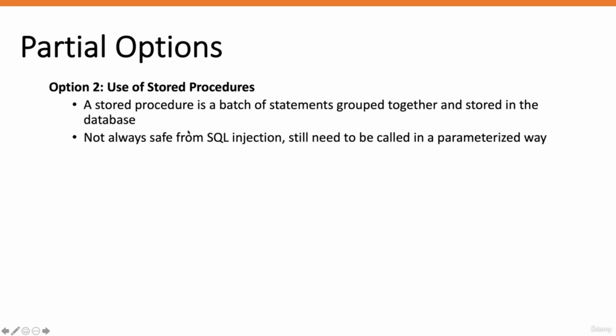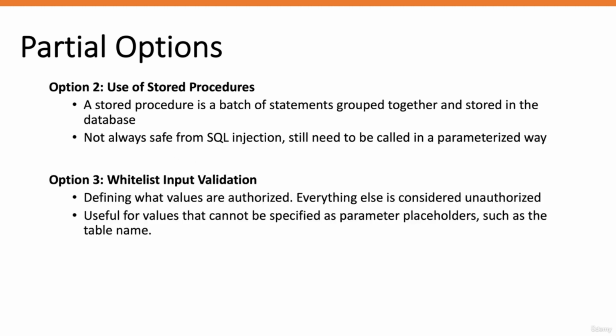And the reason that some people would use stored procedures or any of the partial options is because there are certain parameters that you can't specify as placeholders in parameterized queries. For example, the table name or the column name. And so if that's user controllable, you have to use one of the partial options in order to prevent SQL injection attacks. Now, the correct way of doing it is that this should never be user controllable, but if it has to be user controllable, then you use one of the partial options.